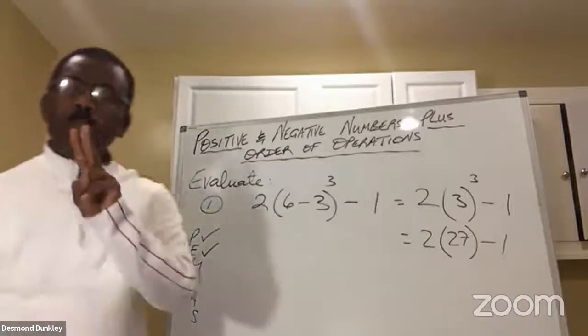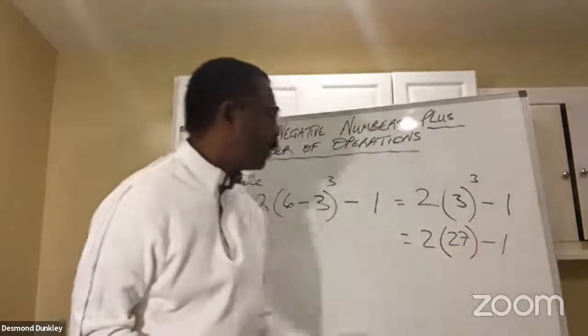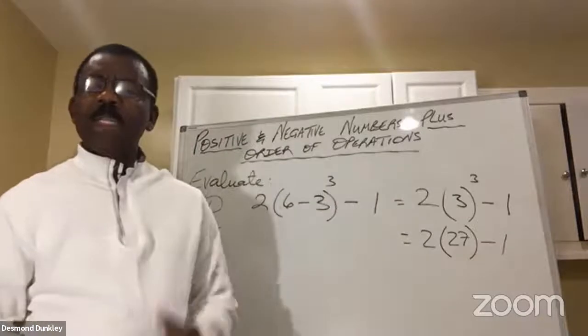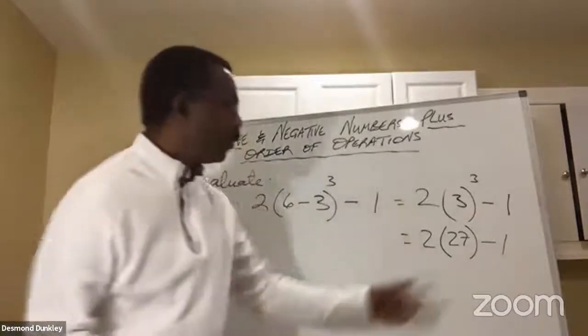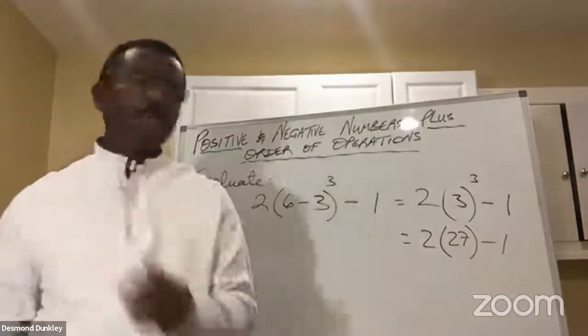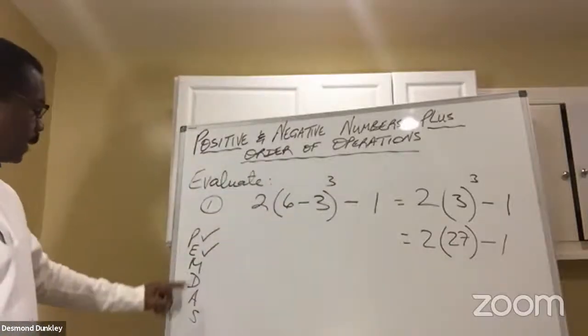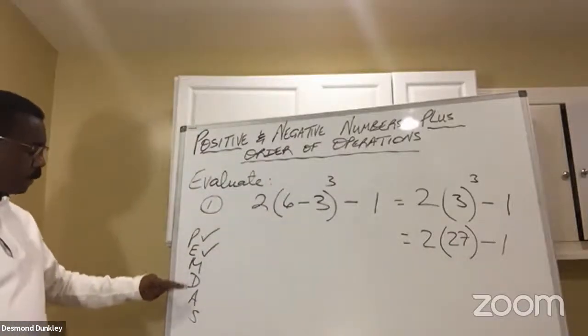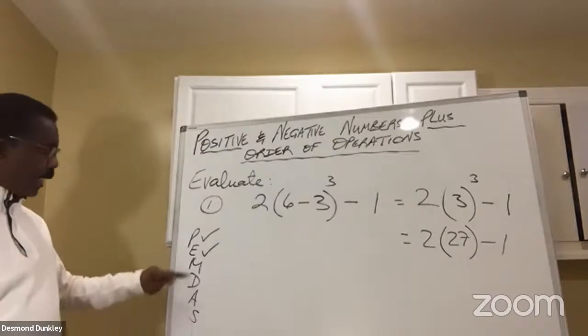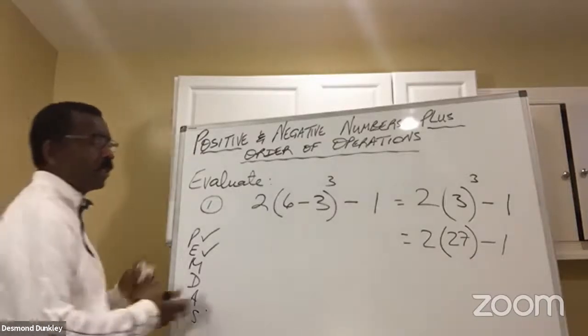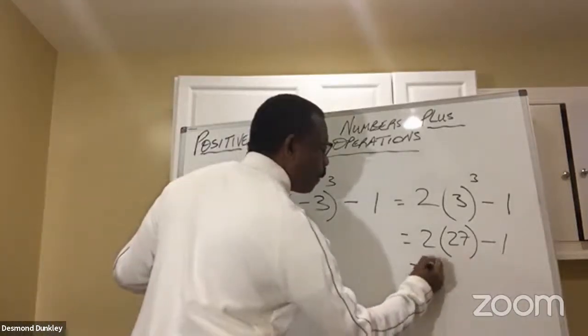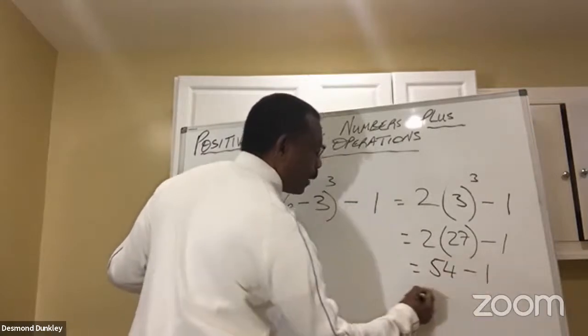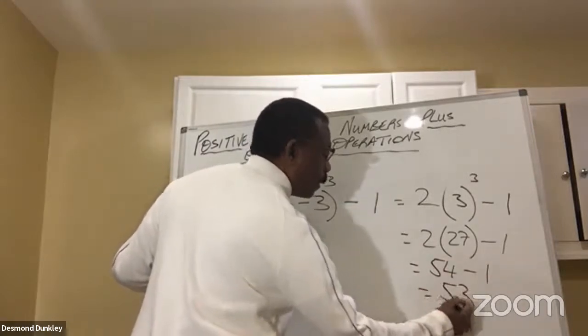So now we have 2 operations left. We have subtraction and we have multiplication. So the question is, what do you do first? Do you do the subtraction or do you do the multiplication? Well, PEMDAS says that multiplication comes before the subtraction. You have to do the multiplication first. So therefore it becomes 54 minus 1 gives us 53.